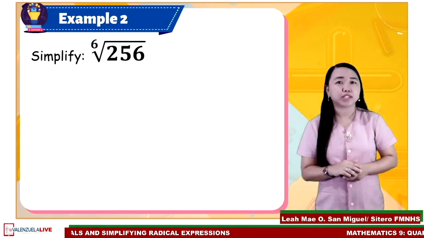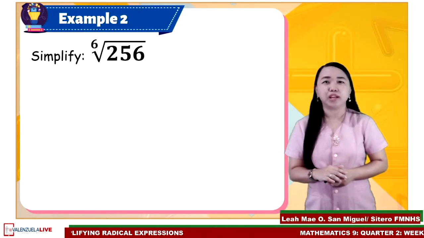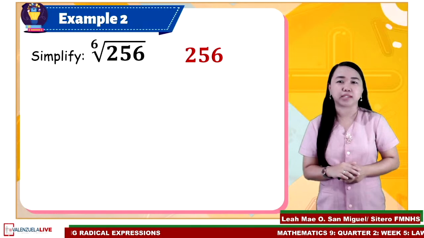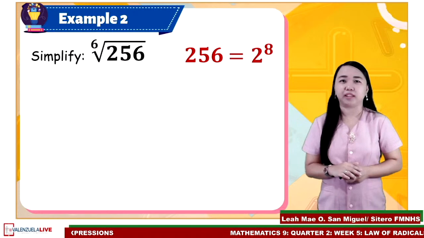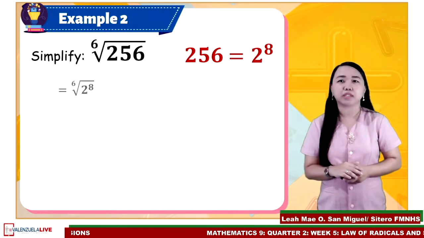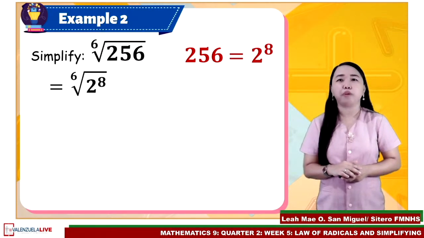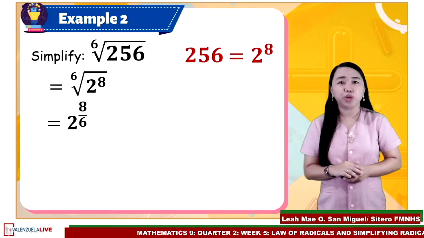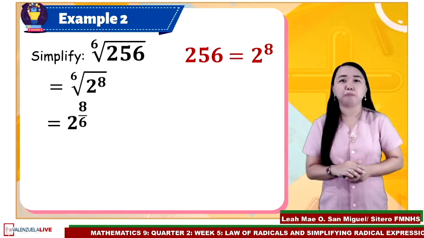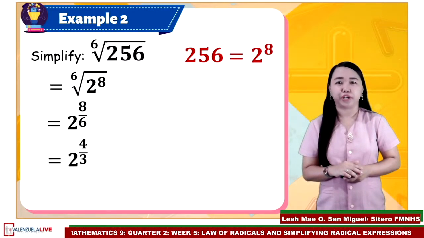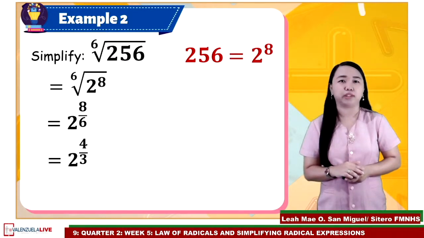Simplify 6th root of 256. In this example, the radicand 256 can be written in exponential form as 2 raised to 8. Thus, the radical becomes 6th root of 2 raised to 8. The exponential form of this radical is 2 raised to 8 over 6. 8 over 6 can be simplified to 4/3. Hence, the expression becomes 2 raised to 4 over 3.